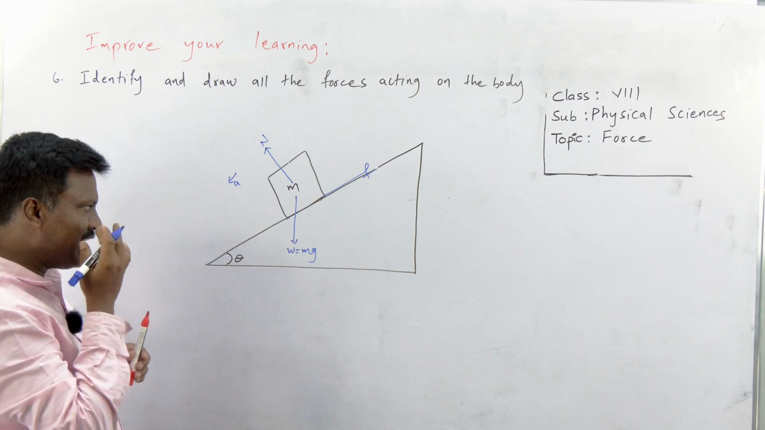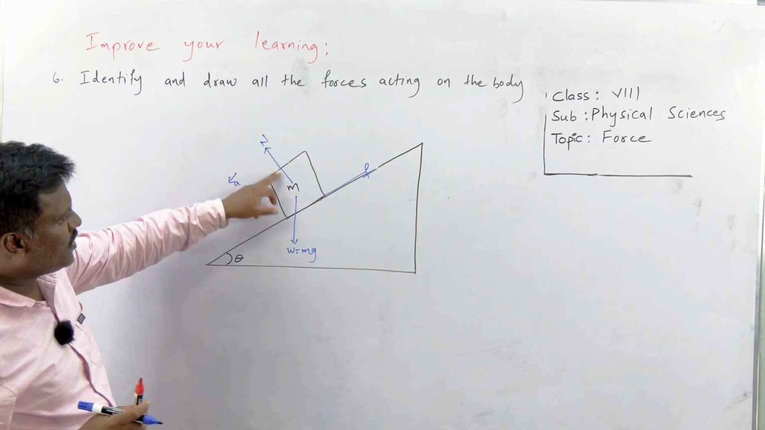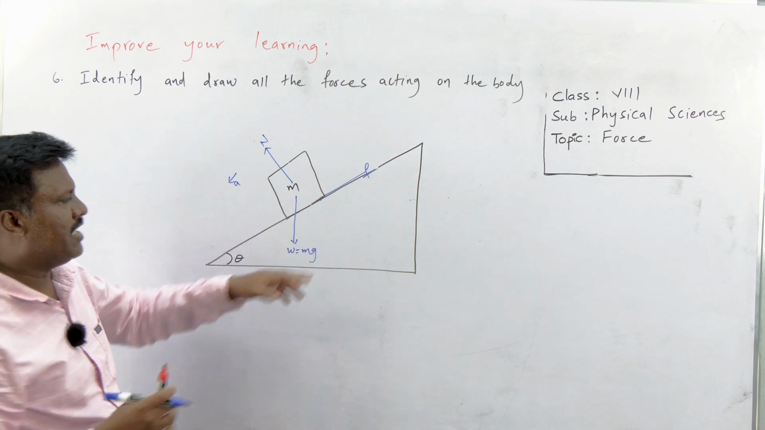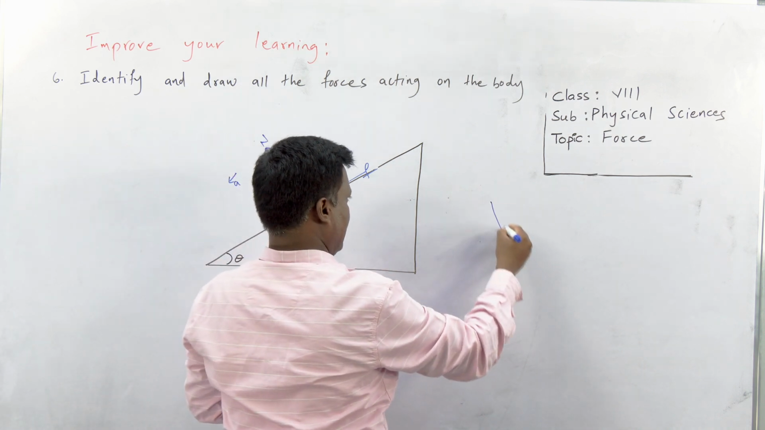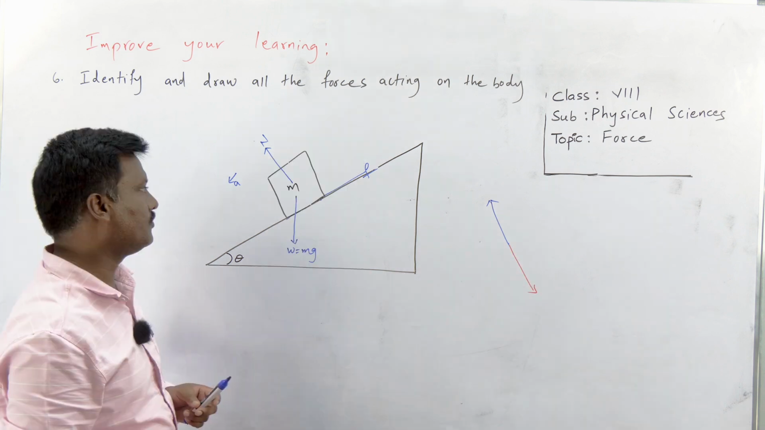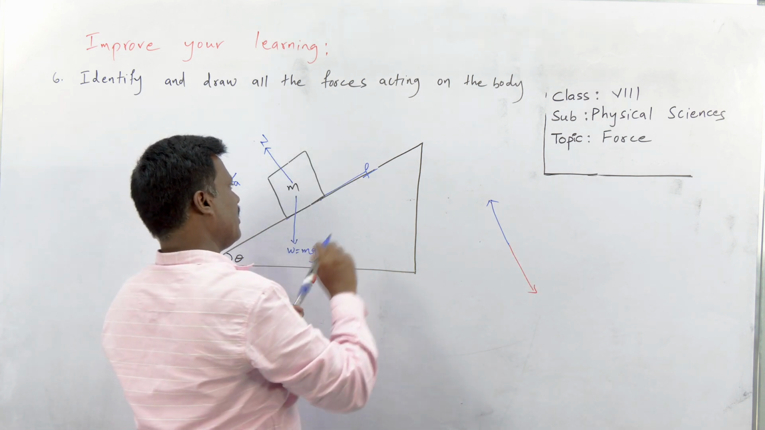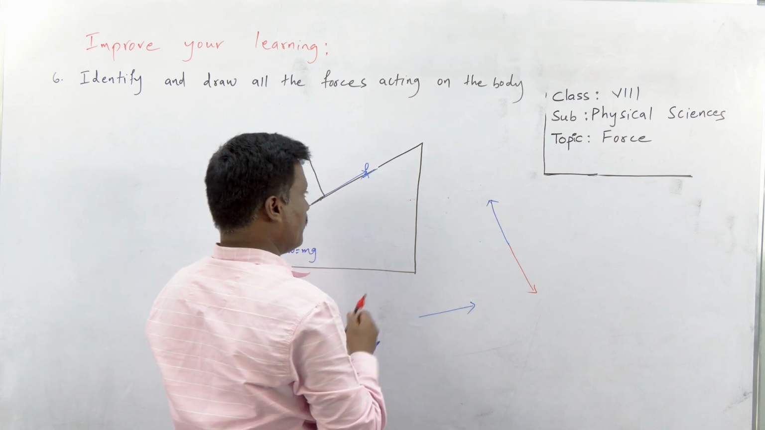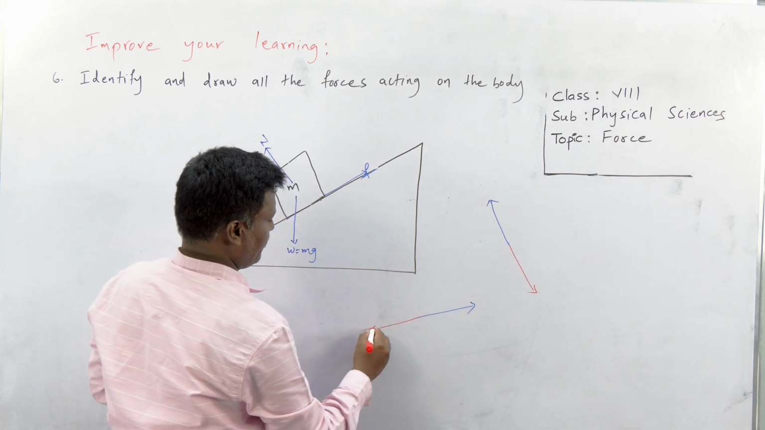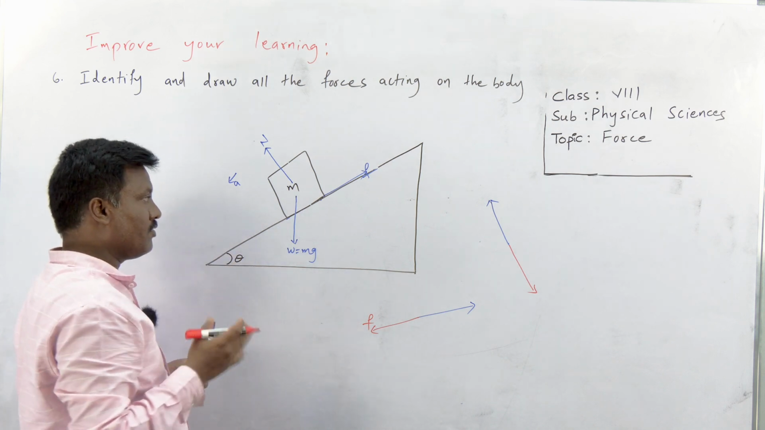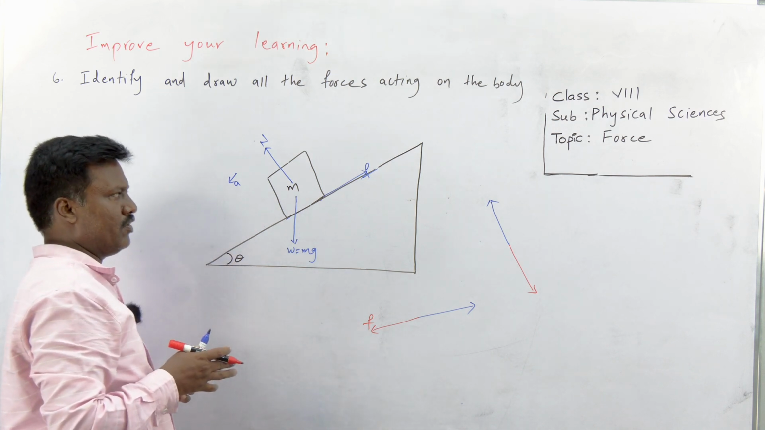Here you have to understand that this normal force should be balanced by an opposite force, right? Whenever one force acts this way, compulsorily another opposite force should act this way. Here also the frictional force is this. When one force acts this way, another force should balance it this way. Then what are the forces acting? Now we are going to discuss.